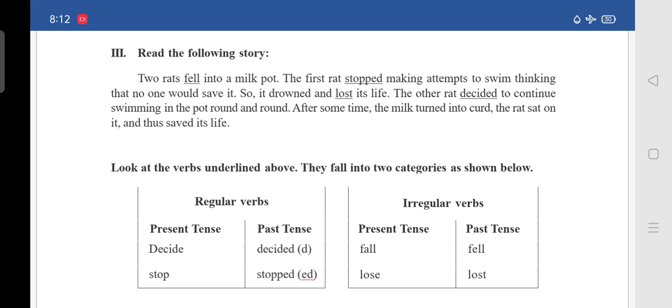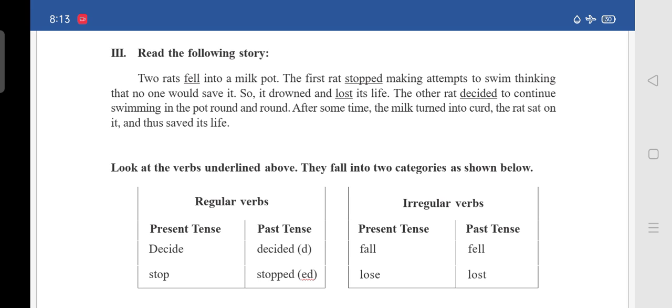So, what is the story here? Two rats fell into a milk pot. The first rat thought that no one would save it, and it stopped swimming. It stopped making attempts to swim, thinking that no one will save it. So what happened? It drowned in the milk and lost its life. Whereas the other rat decided to continue swimming. And how did it swim? It swam round and round in the pot.